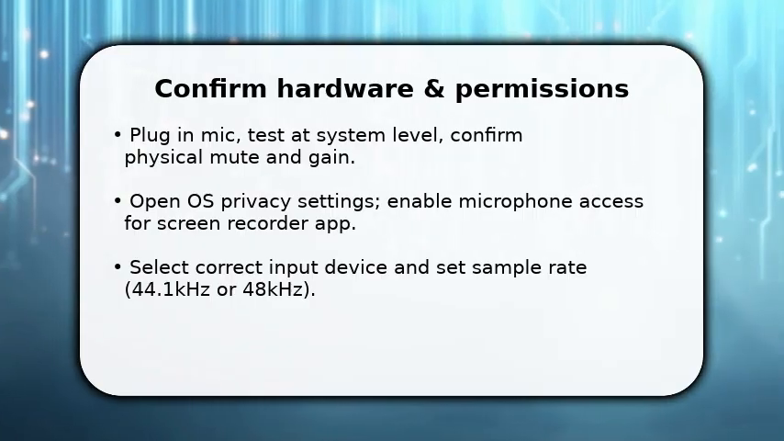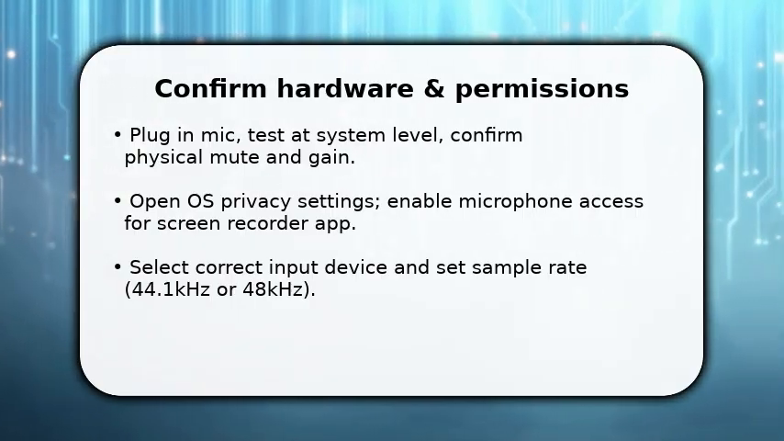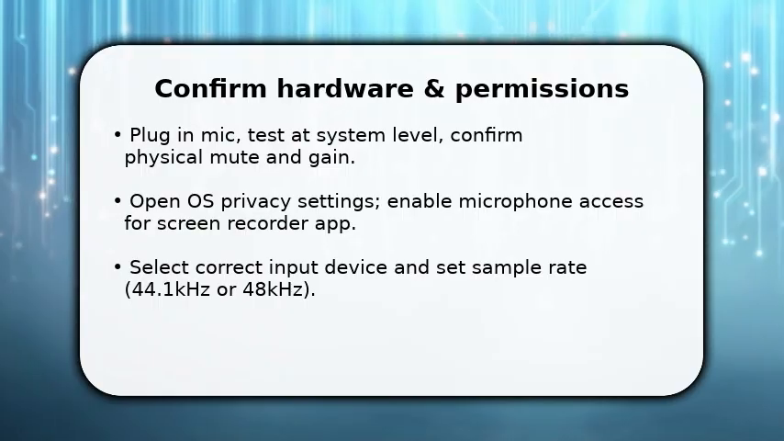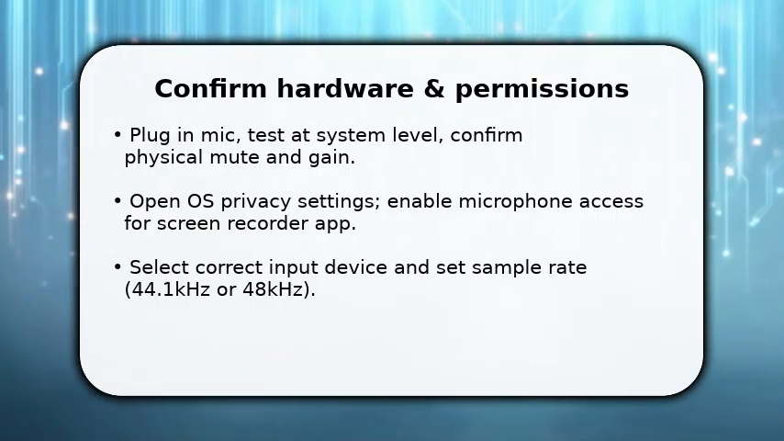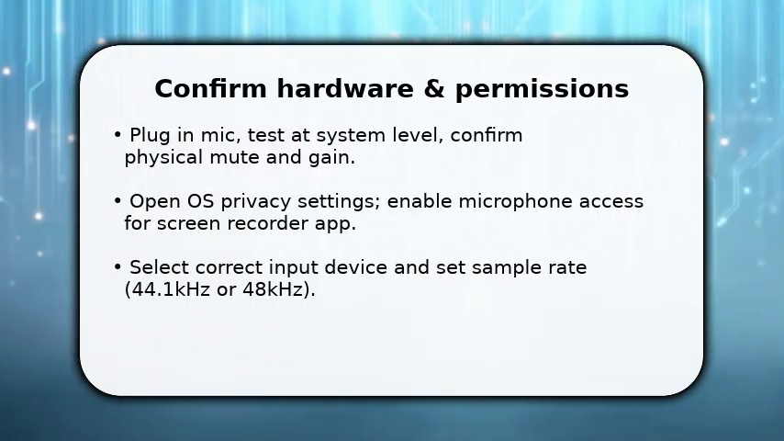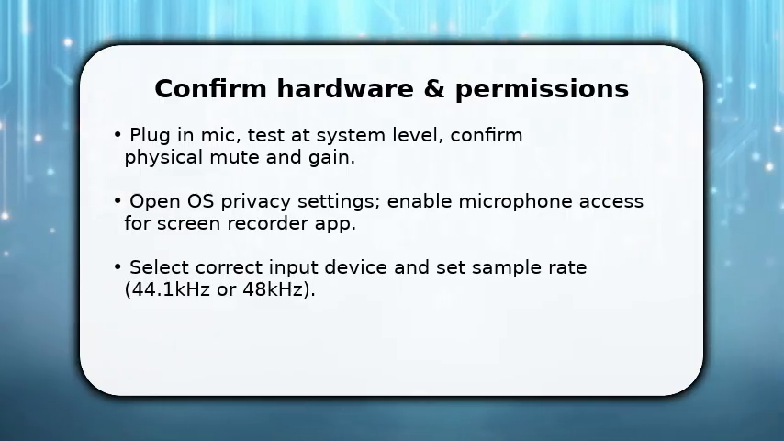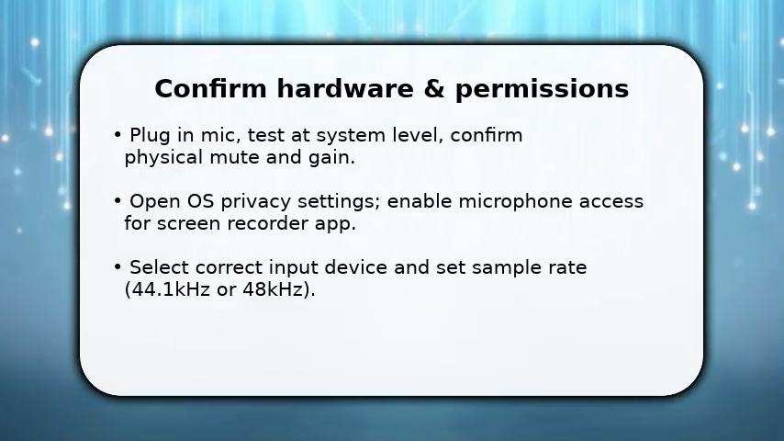Once done, go into sound settings and choose the exact input device and set sample rate to 44.1K Hz or 48K Hz so the recorder and system match, which prevents dropouts and sync issues.